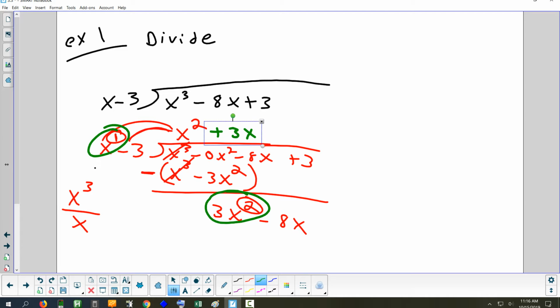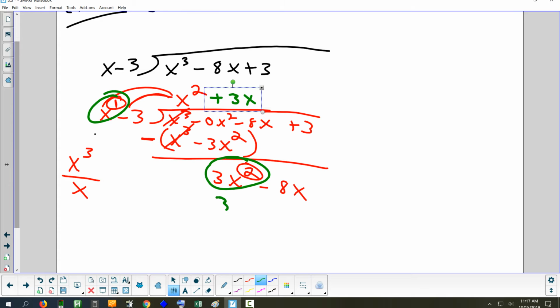Emily, what's 3x times x? 3x squared. And 3x times negative 3? Yep. So we multiplied it back out. What's my next step that I'm going to do with these columns? Subtract. Put it in parentheses so you don't forget. You're just subtracting the whole thing.